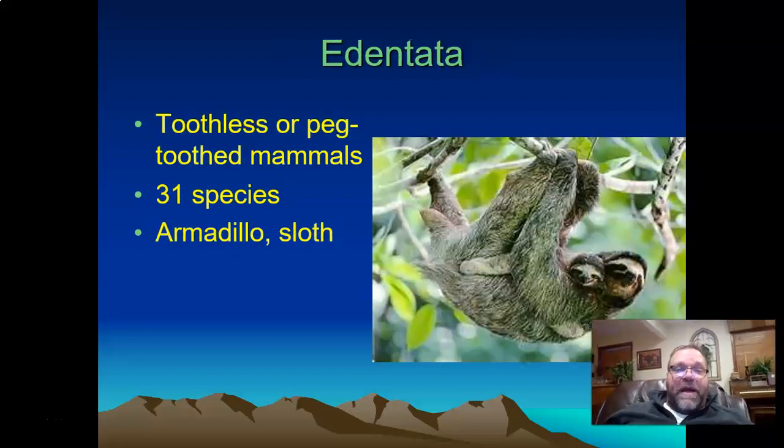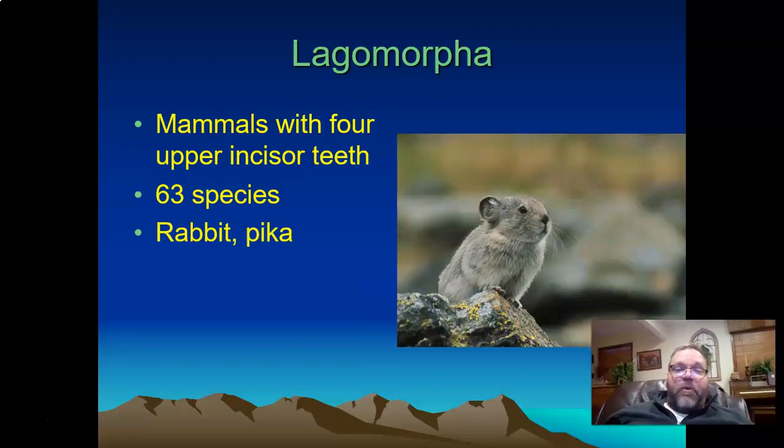Edentata. Toothless or peg-toothed mammals, 31 species. Armadillo and the sloth. Lagomorpha, here's the rabbit. Mammals with 4 upper incisor teeth. So they got big teeth upside, almost kind of like vampire teeth. 4 big incisor teeth. Example would be the rabbit and the pika. So if you've ever played Pokemon, the Pikachu, it's actually named after an actual animal called a pika. Sometimes it's pronounced pika.